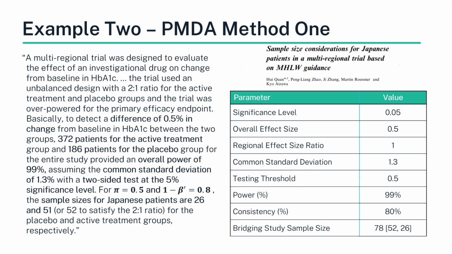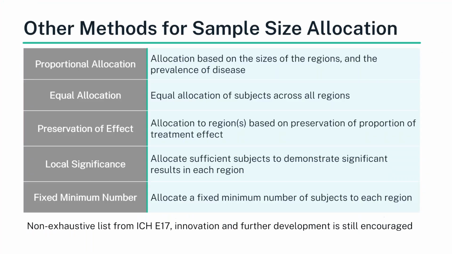And I am obviously conscious that we're starting to be tight on time, but just very quickly, those were two methods proposed by the FDA, but that's obviously not the only way to allocate sample size. And so here we have a list from ICH E17, and they've noted that these are just strategies that have been used in the past. It's not necessarily the only way to do things, or even an exhaustive list, and innovation and further development is still encouraged.